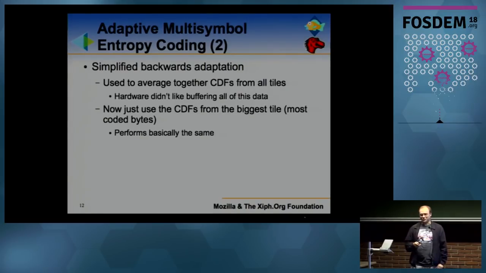So now we just pick the tile with the most bytes in it, most compressed bytes in it, and just use those CDFs. And surprisingly, this works basically as well. But it's a lot simpler.